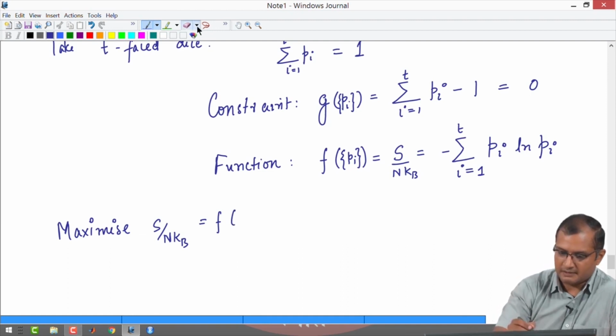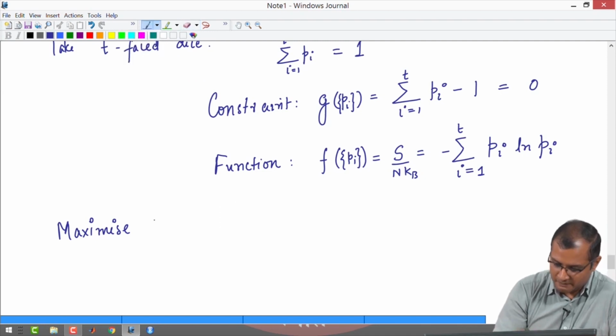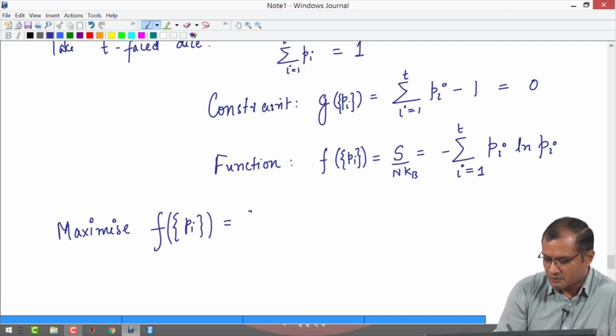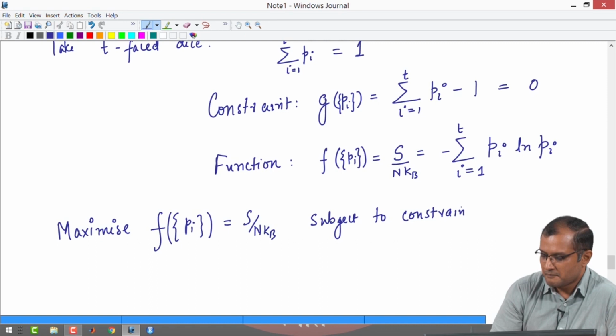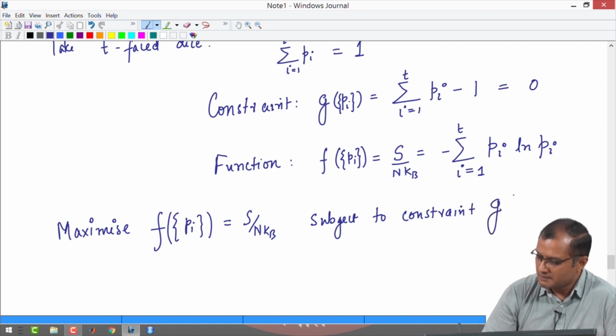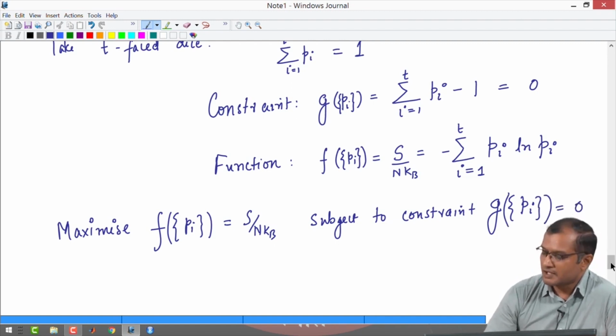So, I am going to write it as before to be consistent. I am going to maximize my function, which is nothing but S over NkB, subject to the constraint, and the constraint is g. Then I can use the Lagrange multiplier method.